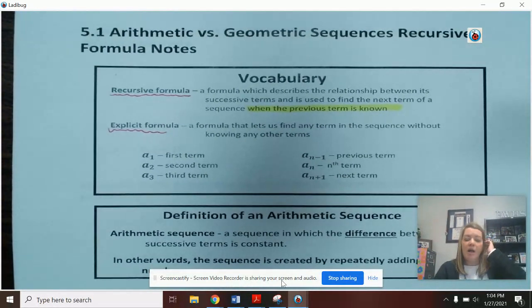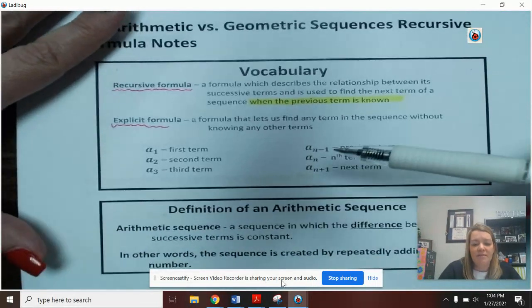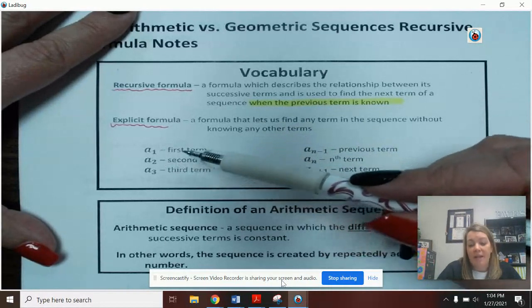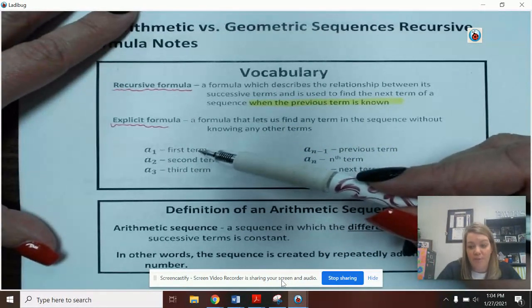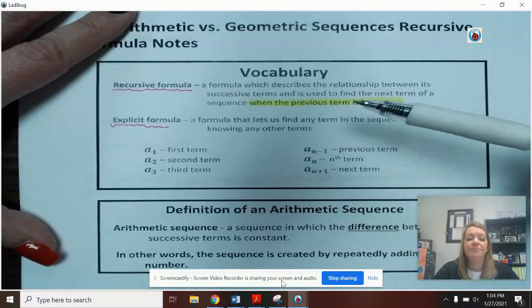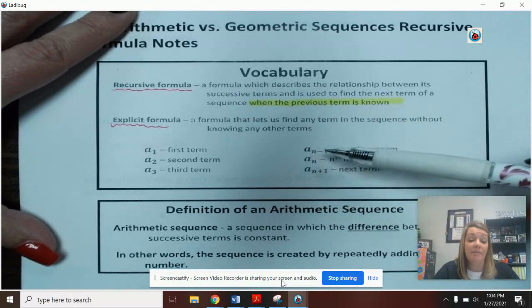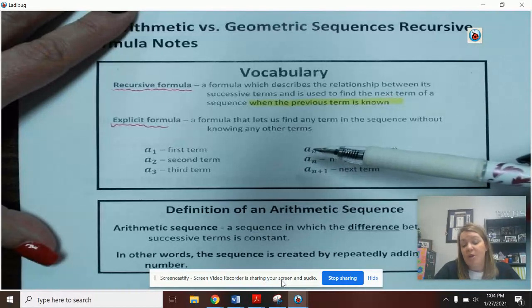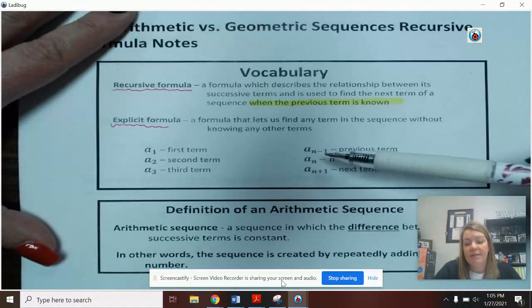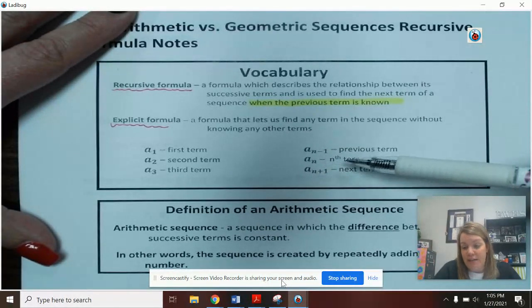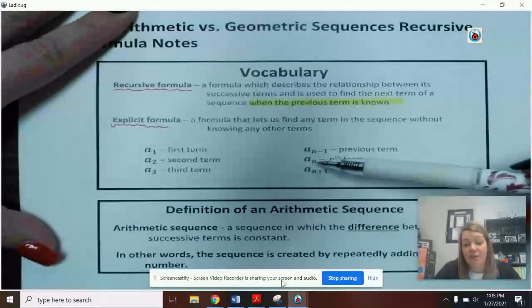All right, just some basic knowledge of some vocabulary that we'll talk about. If it says a sub 1, that's the first term. It's talking about the first term in the sequence. A sub 2, second term, a sub 3, third term, etc. If it says a sub n minus 1, that means the previous term. So if I'm talking about the 5th term, then you would put a sub 6 minus 1 to get a sub 5 there, okay? A sub n just means the nth term, okay? So this is referring to the nth term.